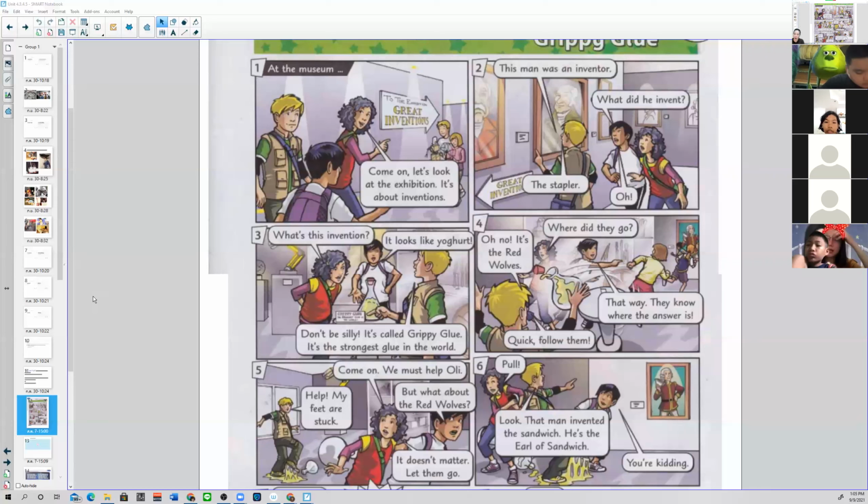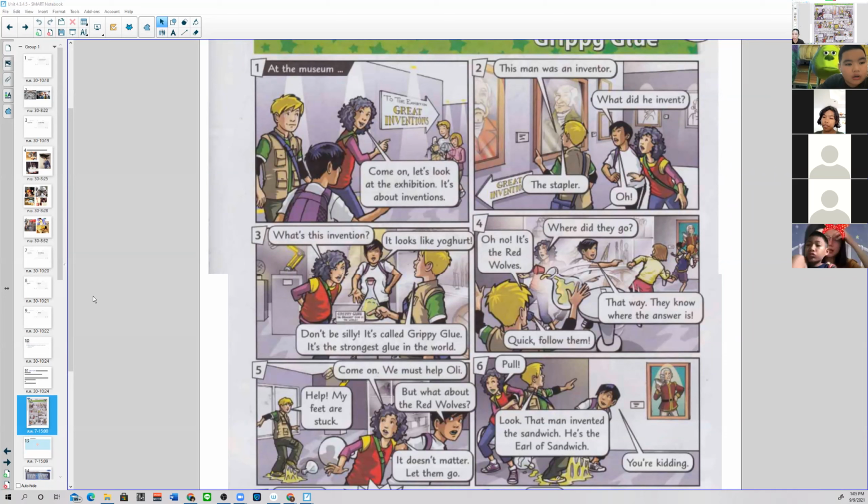And I already told you that the answer is this one. Question 4 on the smartphone. Invention, right? And they want to know who invented the sandwich.